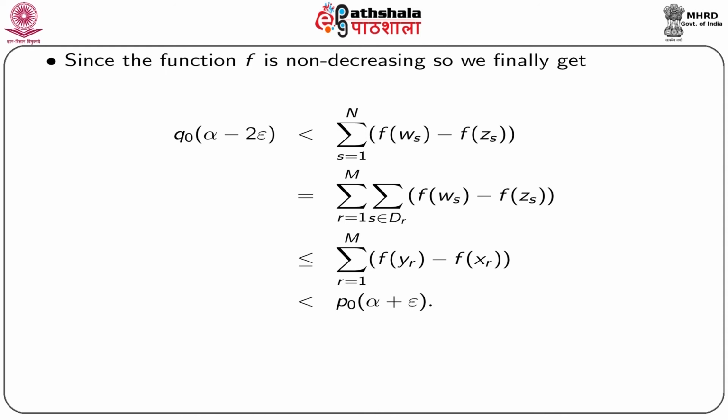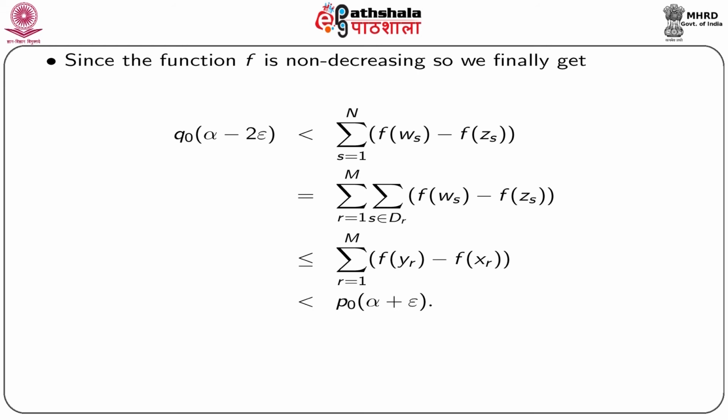sum over s = 1 to N of f(W_s) − f(Z_s). We can rewrite this sum as sum over r = 1 to M of sum over s belonging to D_r of f(W_s) − f(Z_s), and this is again less or equal to sum over r = 1 to M of f(y_r) − f(x_r), and we have already shown that the right hand side is less than p_0 times (α + ε).